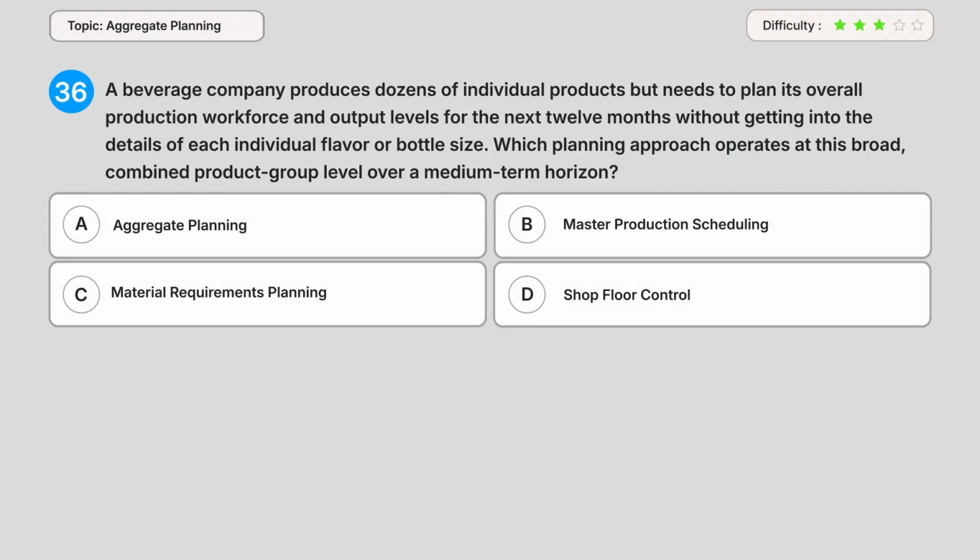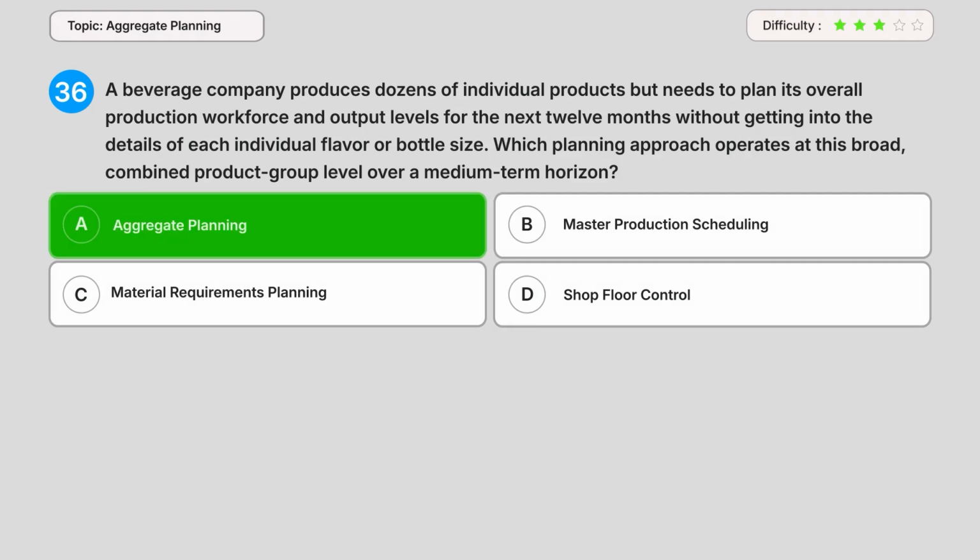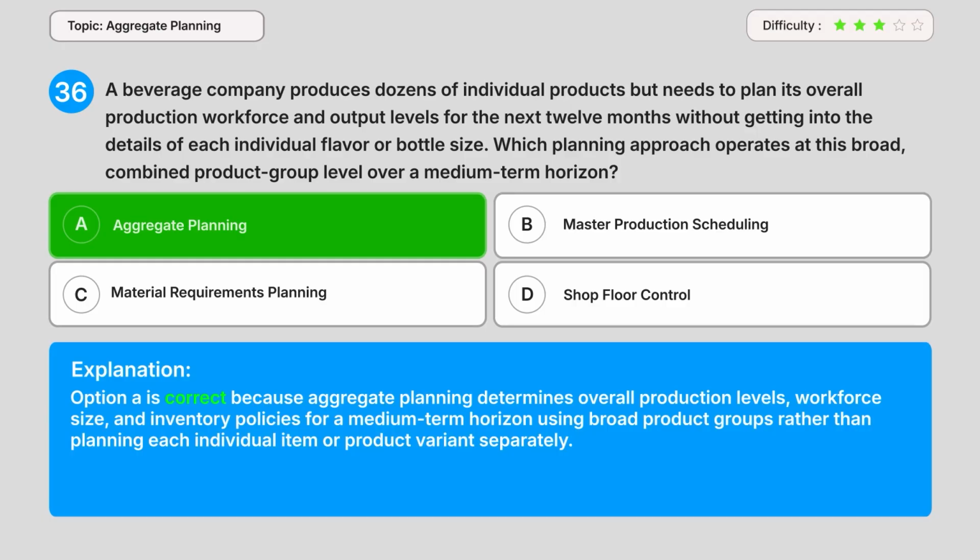Correct answer, A. Aggregate planning. Explanation. Option A is correct because aggregate planning determines overall production levels, workforce size, and inventory policies for a medium-term horizon, using broad product groups rather than planning each individual item or product variant separately.